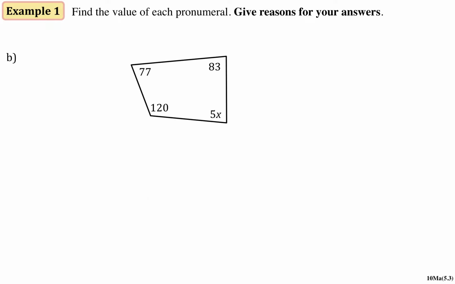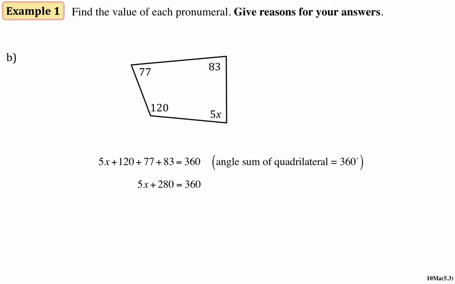Let's go to part B. I've got a 4-sided shape. I know all 4-sided shapes have 4 angles that add up to 360, so I'm going to add the 4 angles and make them equal 360. Here are my reasons. Because the angle sum of a 4-sided shape, a quadrilateral, is always 360. Now I can add my angles that I know together. 120 plus 77 plus 83 adds up to 280. So I get 5x plus 280 is equal to 360. Now I'm going to take away 280 from both sides. 360 take 280 is 80. Then I'll divide both sides by 5, and I end up with x equals 16 degrees.